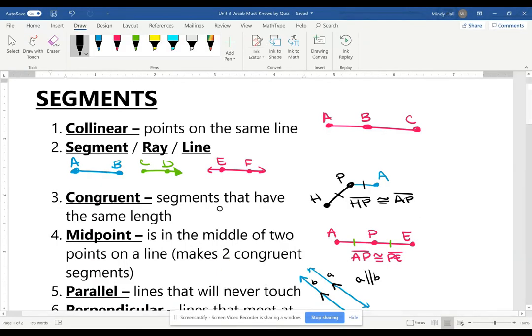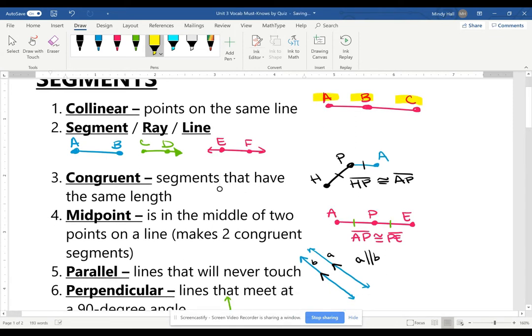Right, this video is going to help you review your vocabulary for your quiz that is coming up. And it's really going to be helpful for you throughout this entire unit. So, to begin, we have collinear, and that means that points are on the same line. So we'd have points A, B, and C, as you see here, all on the same line.